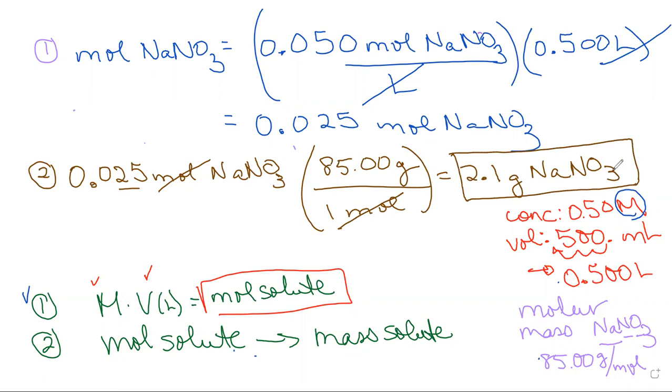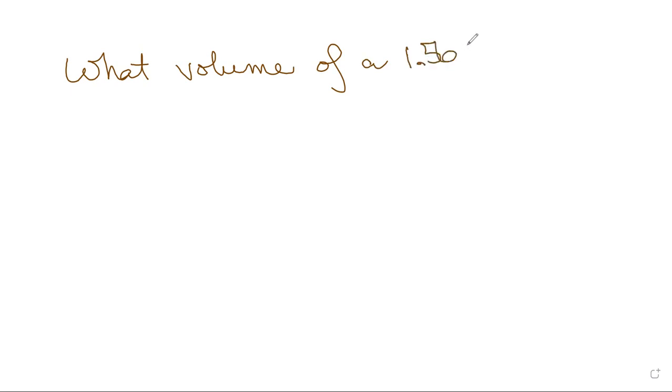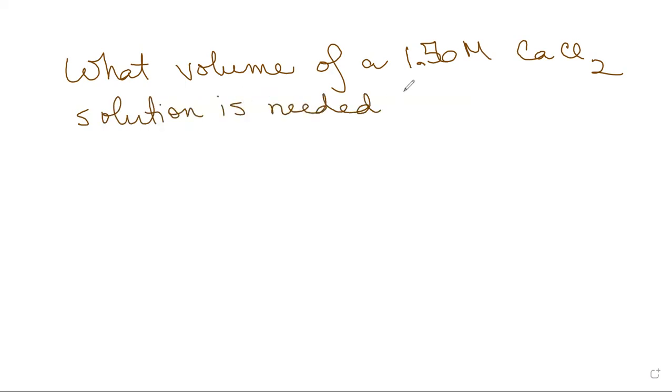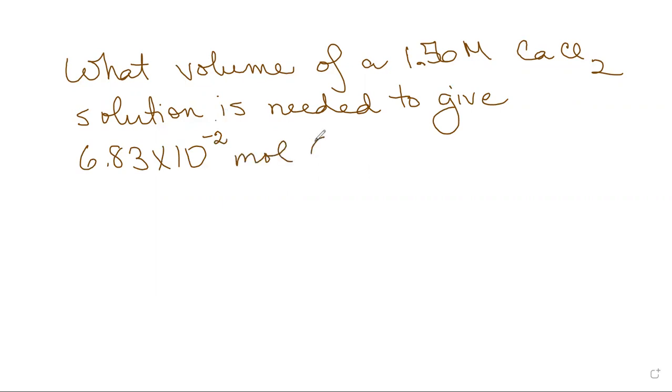Okay, let's do one more. How about what volume of a, let's say 1.56 molar calcium chloride solution is needed to give 6.83 times 10 to the minus 2 moles calcium chloride.